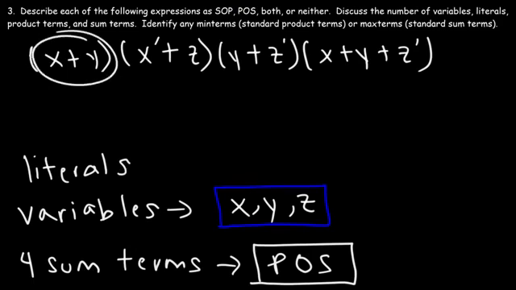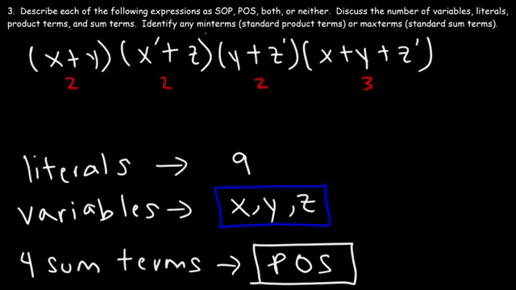So here we have 2 literals in the first sum term. The second sum term has 2 literals, the third one has 2, and the last sum term has 3 literals. So thus we have a total of 9 literals in this problem.